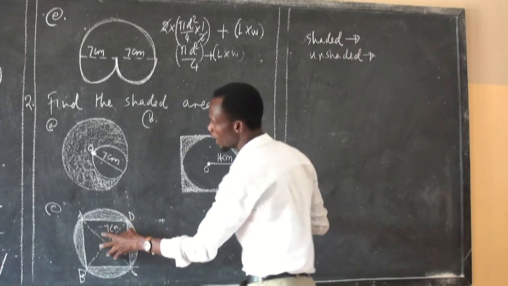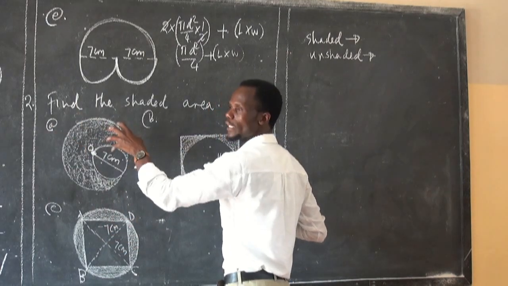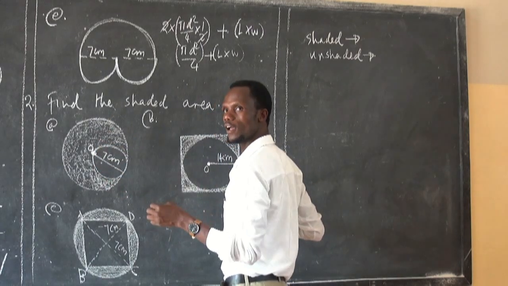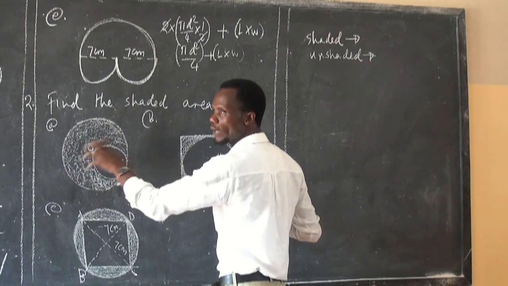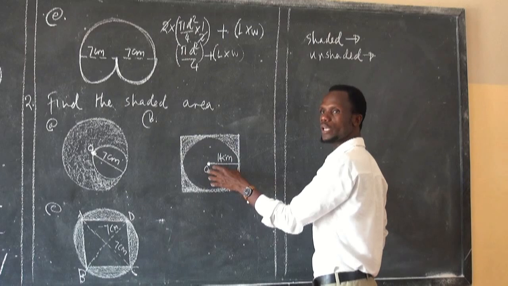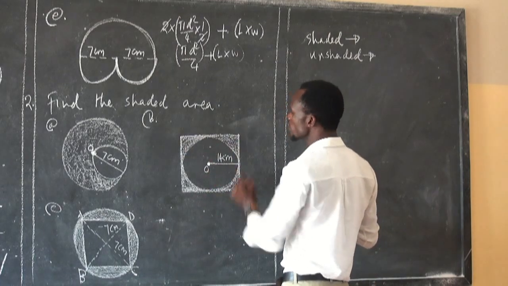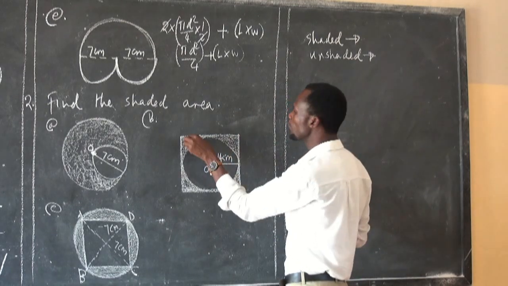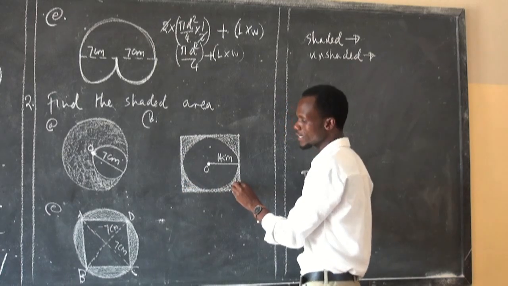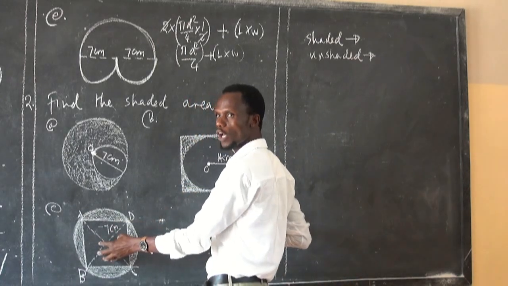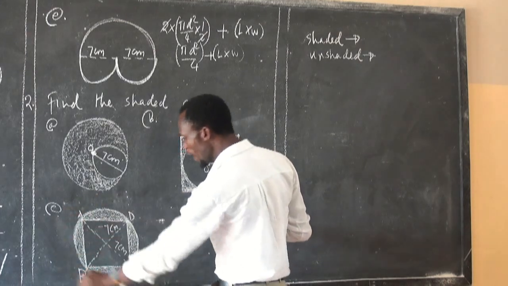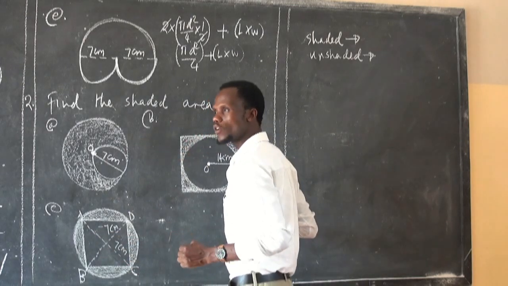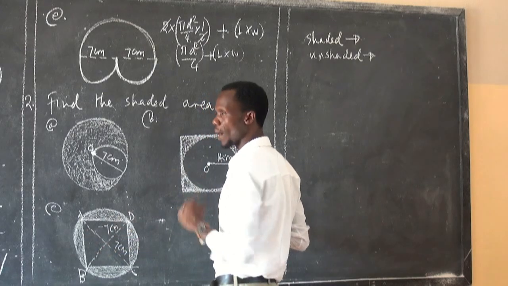The same applies here. The whole figure is the circle. The one that is not shaded is the circle. So you remove it, so that you remain with the one which is shaded. The same applies here. The whole area you can see is a square. Then you remove the circle, so that you remain with the shaded part. The same applies here. You got me? Now, the whole area, this is a circle. Then you remove the square, so that you remain with the shaded part.